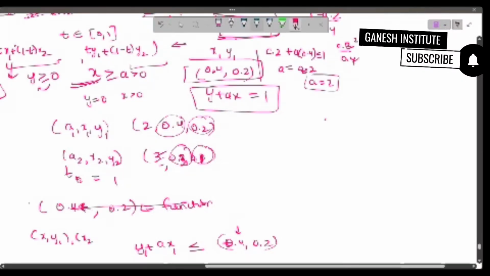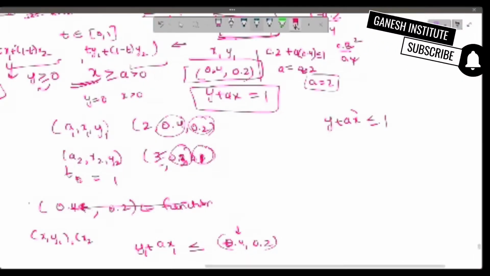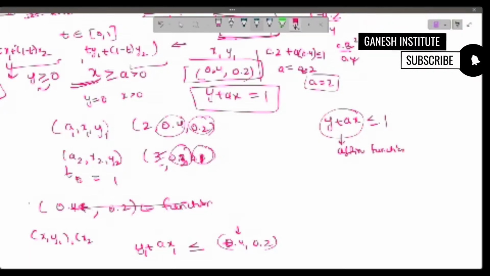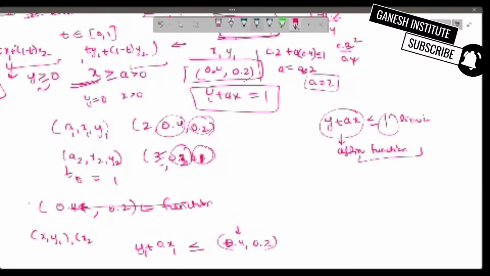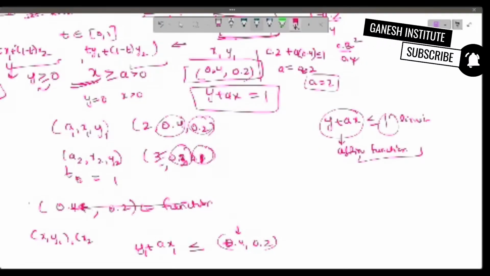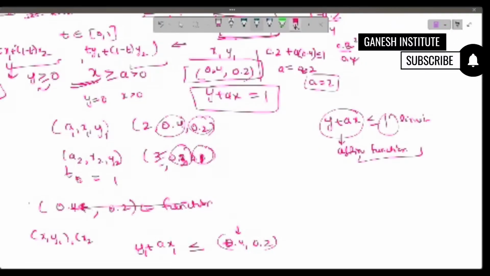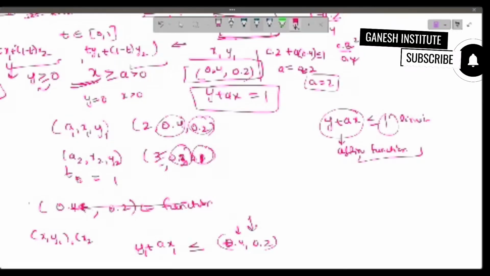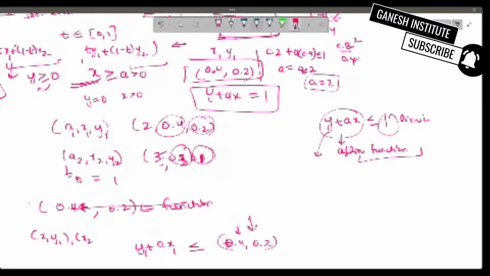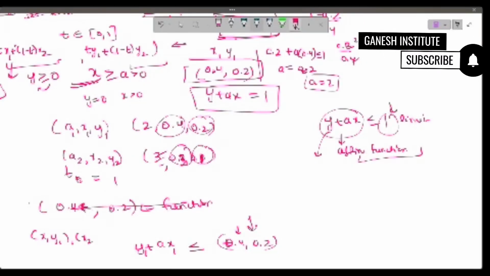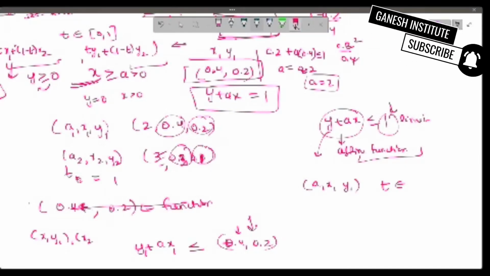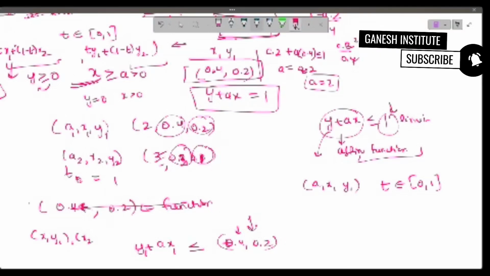So what you could do: y plus ax less than or equal to 1, you could have said that this is an affine function which is lesser than a limit, which is the condition of sublevel sets of convex, right? This is the condition. That's what we have proved. You can say that this is the linear combination and it is lesser than 1, which can be expressed in the form of t belonging to 0 to 1.